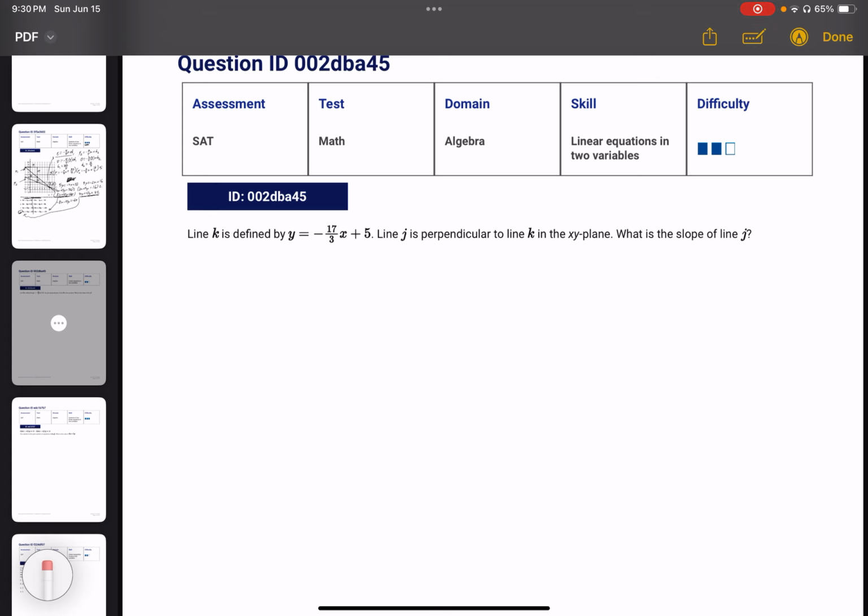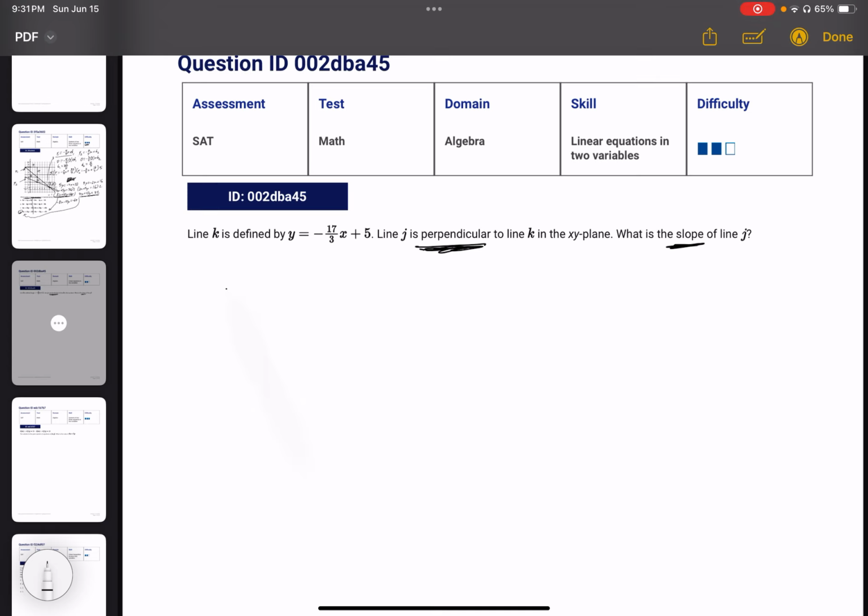Line K is defined by y is equal to negative 17 over 3x plus 5. Line J is perpendicular to line K in the xy plane. What is the slope of line J? So looking at this problem, whenever it brings up perpendicular, and obviously slope, you want to remember that the perpendicular slope is always opposite in sign, and you flip the fraction.